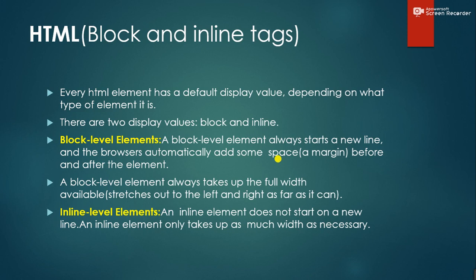In front-end development we have started HTML and today our topic is block and inline tags. Basically there are two types of tags in HTML. One is block and another is inline. Every HTML element has a default display value depending on what type of element it is. So we can say that every tag in HTML has a default value which is either block or inline. There are two types of display values, block and inline.